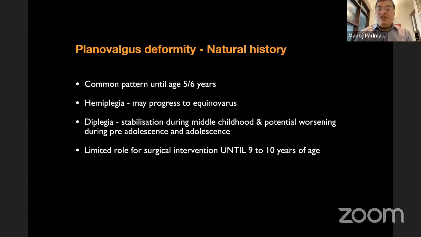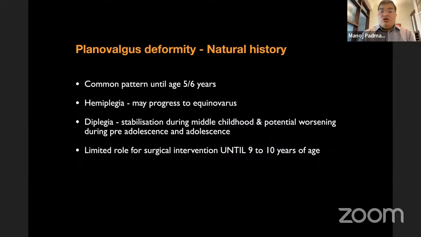The natural history in diplegics is that they tend to stabilize. The same planovalgus deformity, which is physiological and may correct in an otherwise normal child, stabilizes during middle childhood, and there is a potential worsening during pre-adolescence and adolescence. That again reinforces the force environment factor: as the child gets bigger and heavier, the forces going across the joint are much more, and adaptive changes in and around the talus and the calcaneopedal unit make the foot subflex and uncover the talar head.